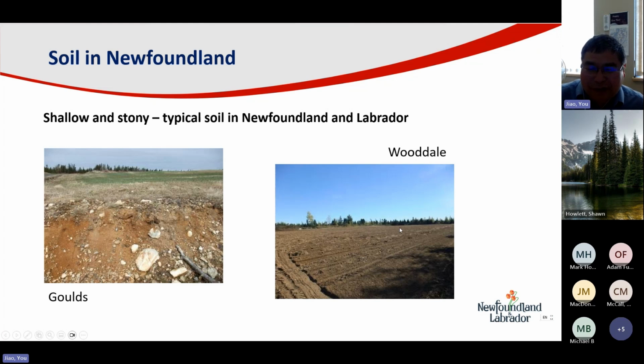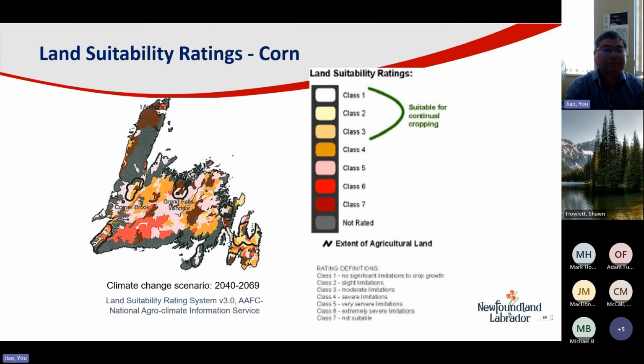And we still have a small area of good soil. This picture was taken in Woodale behind the tree nursery area. Basically through the color you can see the fertile soil. If you grab a handful of the soil, you smell the nice soil earth smell. And we do have a bit of good soil.